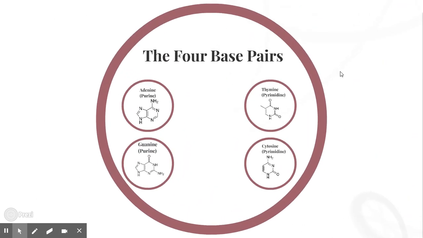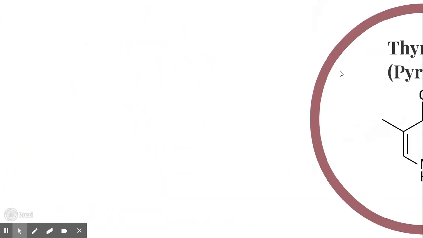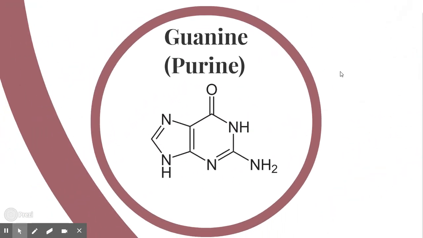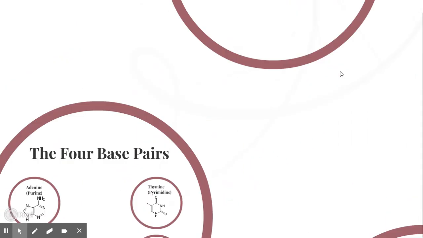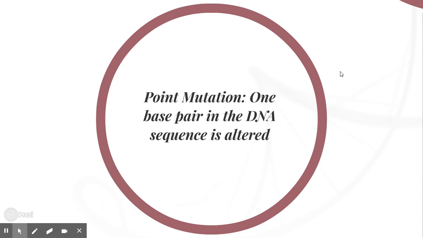As you may recall, DNA is made up of base pairs: adenine, which is a purine, thymine, which is a pyrimidine, guanine, which is a purine, and cytosine, which is a pyrimidine. Point mutations occur when one base pair in the DNA sequence is altered.